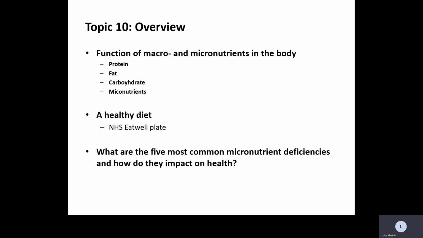When we come together, we're going to have a synchronous lecture on a healthy diet. So we're going to consider the NHS Eat Well plate. And then as part of our discussion, we're going to consider the 5 most common micronutrient deficiencies and how they impact on health.